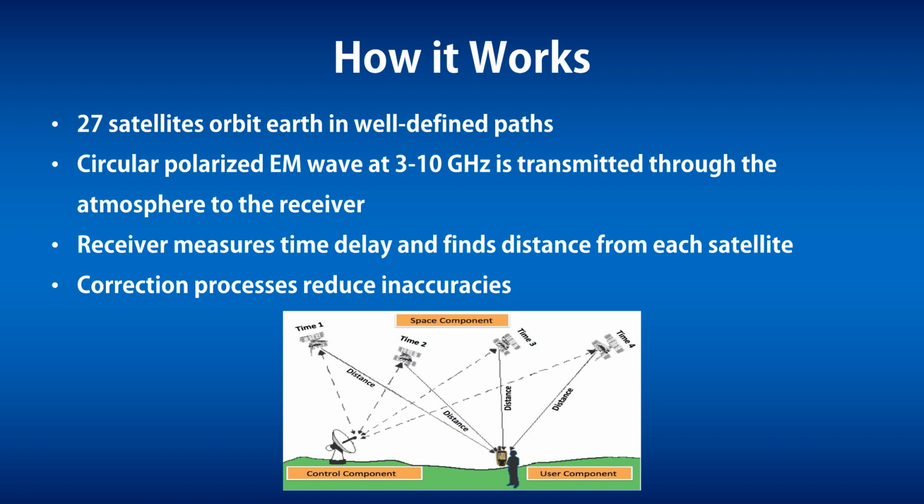Each satellite also provides specific time information about when the signal was generated to control facilities around the world. These control facilities then supply this time information to each GPS receiver. The receiver can then measure how much time it took the signal to be transmitted by the satellite and reach the receiver. This time delay is then multiplied by the speed of light, and it outputs the distance from each satellite. The control facilities, discussed earlier, also have correction processes in place to reduce inaccuracies.